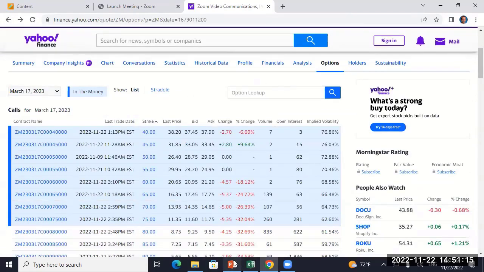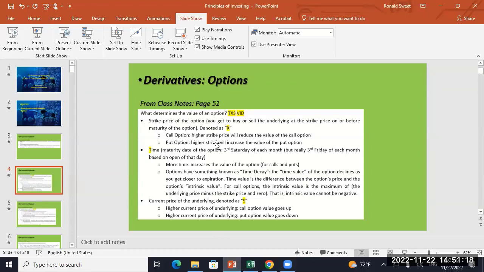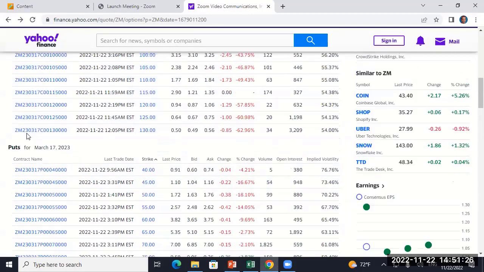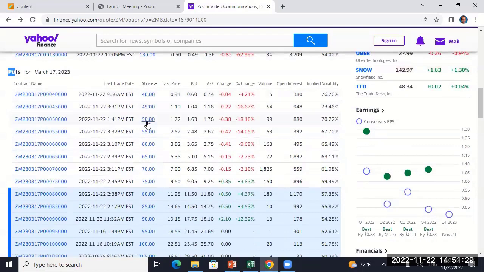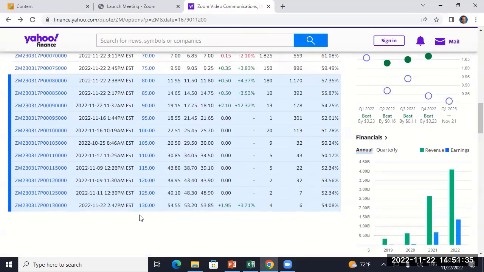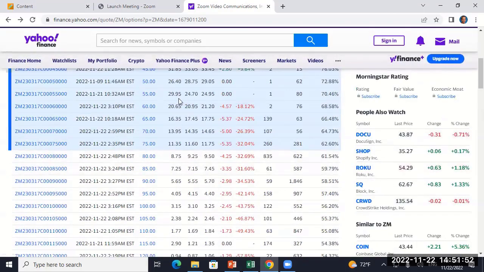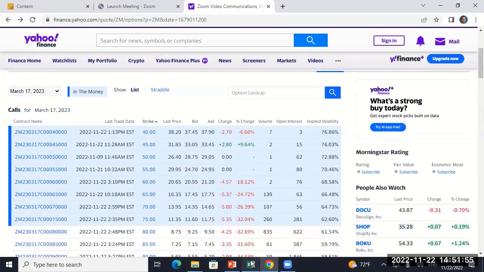On puts, the exact opposite. The higher the strike on the put, because that's what you get to sell it for, the more valuable the put. So higher strike, higher put prices. You can see that down below where we have the puts. As the strike goes up, the put value goes up. So $130, you have the right to sell something for $130, and it's only trading for $77. You'd have to pay $54 for that. It's almost not even worth it. So the higher the strike, the more valuable the put. The lower the strike, the more valuable the call. They go in opposite directions.